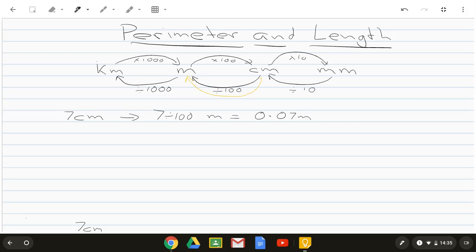That makes more sense if I have a question like 423 centimeters. If I want to convert that to meters, I take my 423, divide that by 100, and I get 4.23 meters.